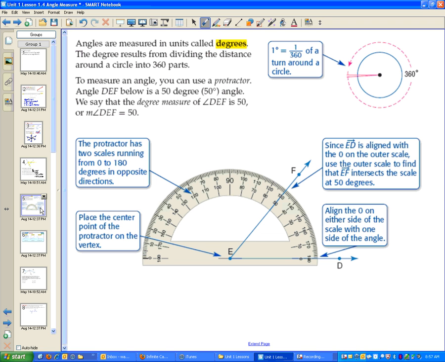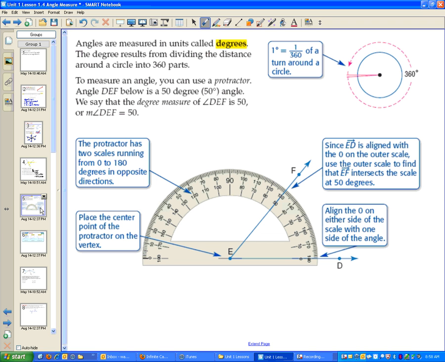Now, 1 degree is 1/360th of a turn around a circle. I have this nagging feeling that I used to know how come a circle was 360 degrees. I mean, whoever made up degrees could have made them however they wanted. It would have been nice if they'd made them like 400 degrees, a little better number to work with. But like I say, I have this nagging feeling I used to know why it's 360, but I don't remember anymore. Okay? So it's 1/360th of a turn around a circle.